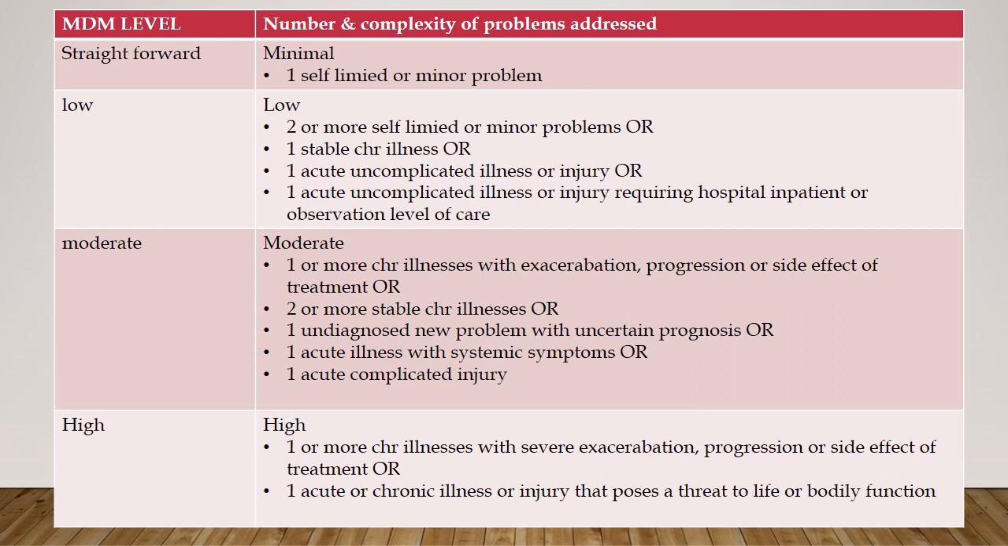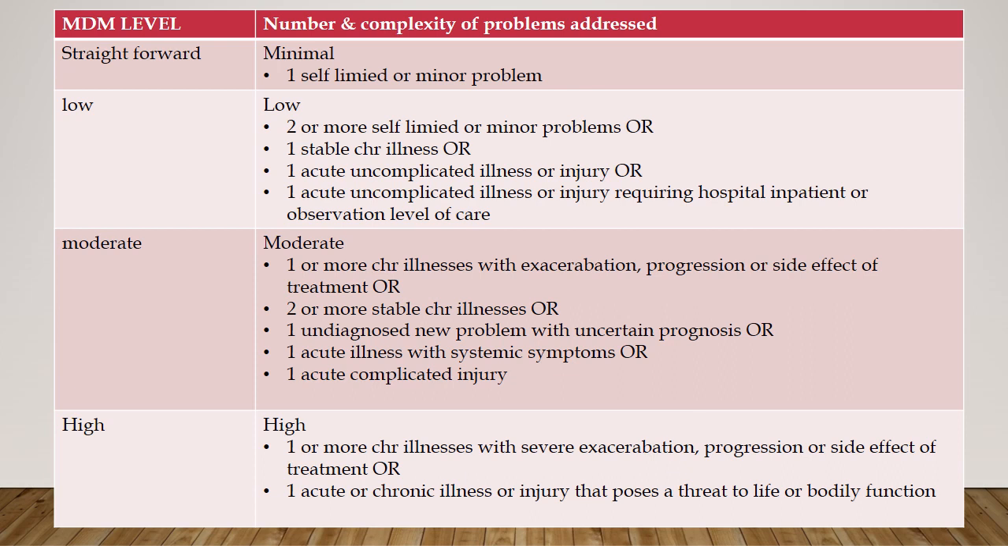Similarly in low, two or more self-limited or minor problems. That is, if the patient is having common cold as well as fever, or insect bite as well as common cold, then there are two self-limited or minor problems. In such a case, you can take it as low. Then one stable chronic illness. That is, if the patient is having well controlled hypertension only, you can consider it as one stable chronic illness and take it as low in the problem table. Then next, one acute uncomplicated illness or injury. That is, if the patient is having allergic rhinitis alone, it is an acute uncomplicated illness or injury, and you can consider it as low in the problem table.